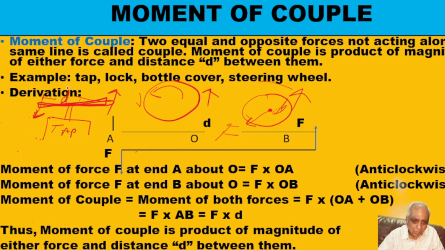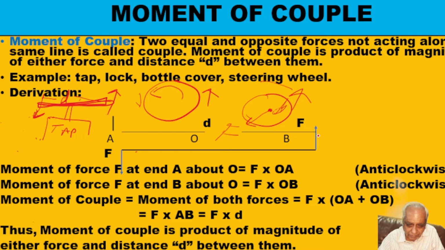So remember, what is a couple? Two equal and opposite forces not acting along the same line form a couple. And the moment of couple is either force into d. Now let us try to prove. See this figure here. This is a rod of length d. This end is A, this end is B. One force F is acting at A, the other force F is acting at B. Similar to, you can say, the tap handle.